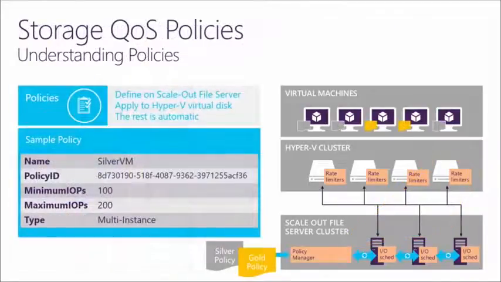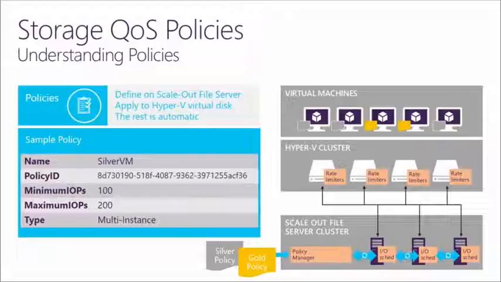So when we think about what a policy looks like, here's a sample policy. You'll see it's got a name, it's got a policy ID, a GUID. But the key things here are minimum IOPS, maximum IOPS, and type. Minimum, obviously self-explanatory. This VM will be guaranteed a minimum IOPS of, in this case, 100. Maximum IOPS 200. So this VM is a silver VM. So we've called that a silver VM policy that will apply to certain virtual machines, certain virtual hard disks, or certain groups of VMs. We can apply a gold policy. We can create as many policies as we want and apply them.